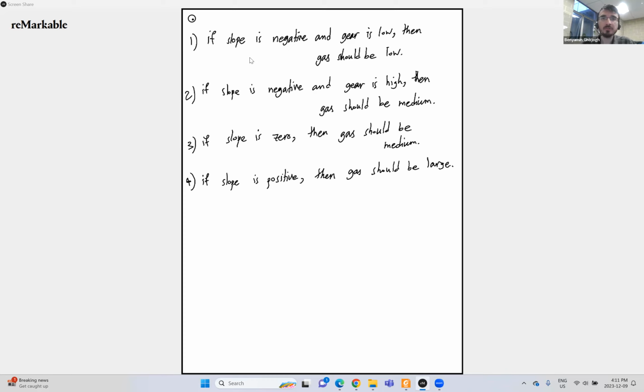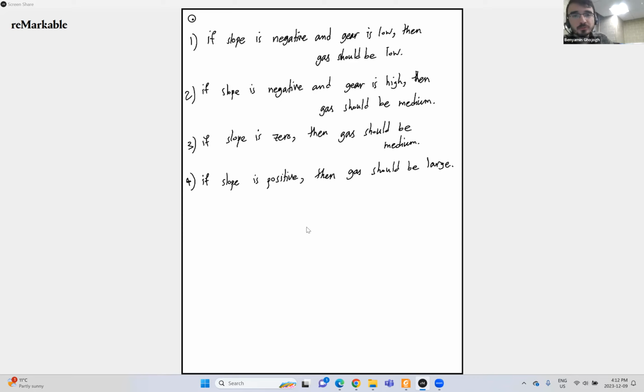So you might be wondering, how do we know that the slope can get 3 values, negative, 0, positive? These are again determined by the expert, right? These are, of course, approximate reasoning, because the expert doesn't say how much negative. The expert only says negative, 0, positive. And for gear, we can have low and high values, right? And for gas, we can have low, medium, large, according to the expert.